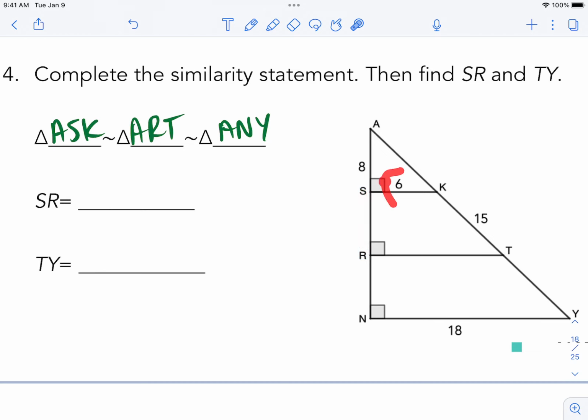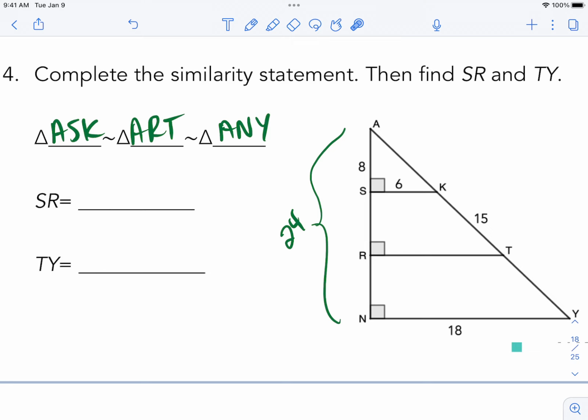So we know that 6 times 3 is 18, so there's a relationship of 3 here. So that means if this is 8, then this whole length from A to N should be 24. But again, that doesn't help us specifically find SR or TY, so we need to do something else to do that. Because if we want to know what this whole length is too, we're going to have to figure out what this length AK is. And to do that, we'll use the Pythagorean theorem.